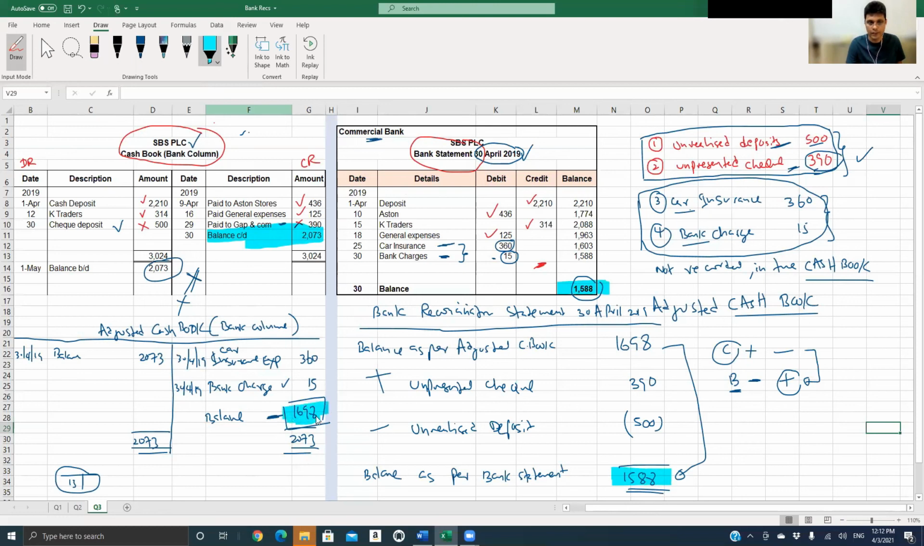So we took the adjusted cash book balance. We did not take this balance. Okay, so why did we adjust the cash book? Because these two transactions were not recorded in the cash book. Absorb this concept, okay? Imprint it in your brain. If you can understand this, you can tackle any type of bank reconciliation.